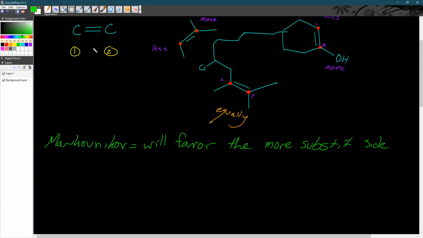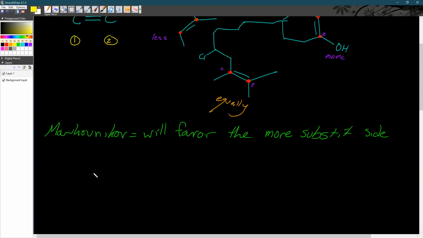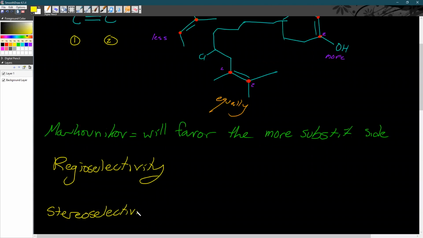Now, there's a couple of other vocab words that we have to talk about, and it's regioselectivity and stereoselectivity. Okay. Regioselectivity is basically like saying which carbon are we choosing? Which carbon are we choosing?